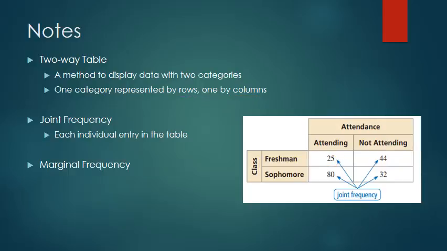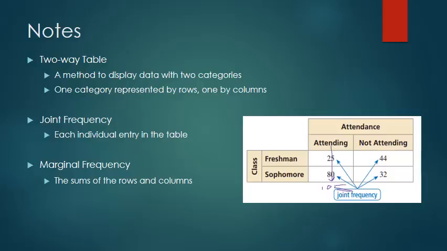Marginal frequency. Now, marginal frequency is a little bit different. So joint frequency is just the numbers in the table. They tell us about our responses, how many we had of each type. Marginal frequency is where we add together the rows or the columns. So for instance, right here, if I wanted to figure out total how many people are attending, I would look through here. I got 25 freshmen attending, 80 sophomores attending, so total I would have 105, biggest 5 I've ever drawn right there.